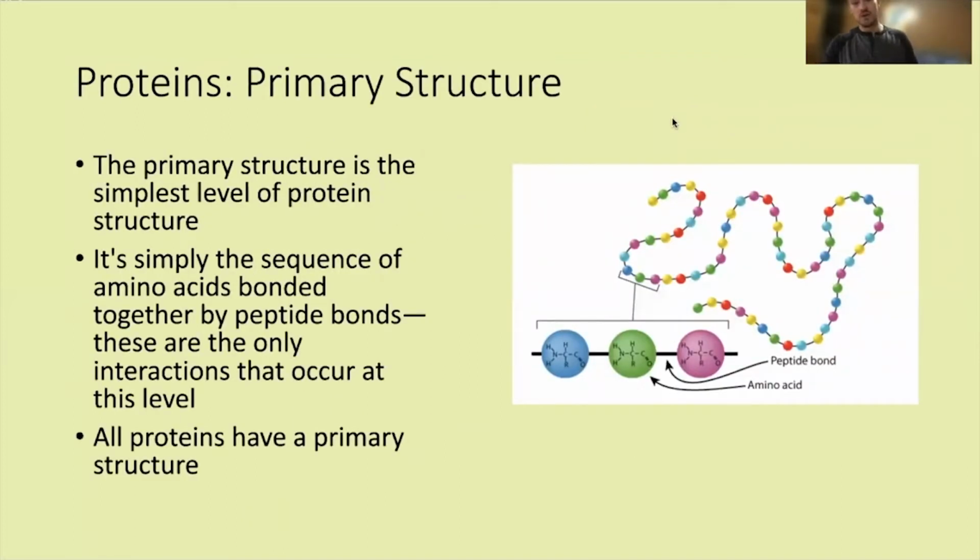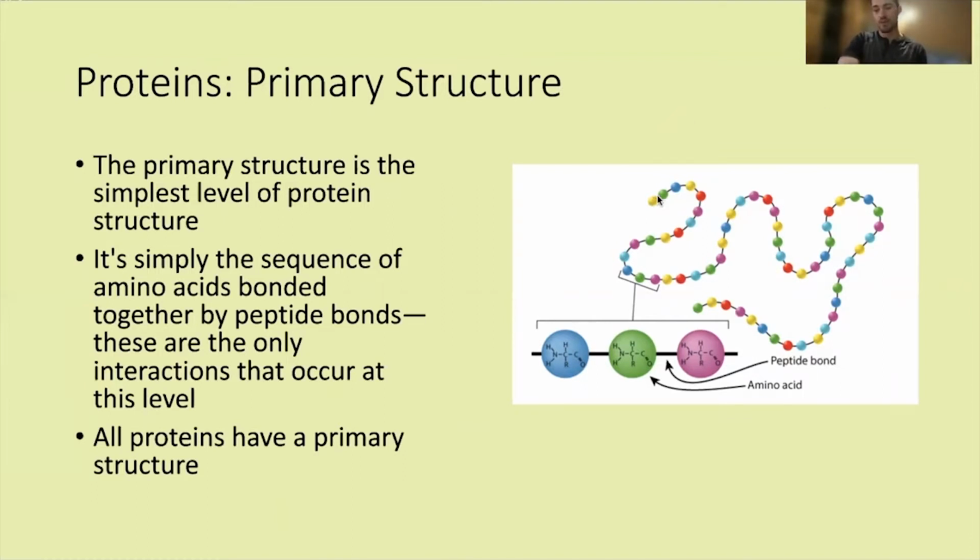Okay, so we're going to talk a little bit about the 4 structures. The first structure is the primary level. The primary structure is the simplest level of protein structure. It's simply the sequence of amino acids bonded together by peptide bonds. These are the only interactions that occur at this level.